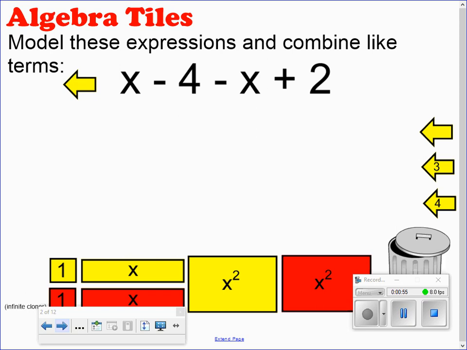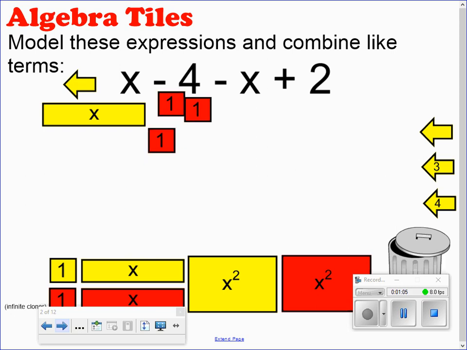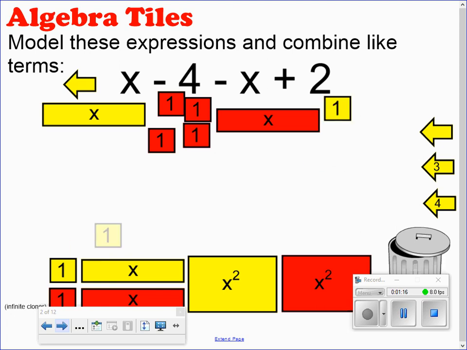So in this expression, I would use one yellow rectangle to represent my positive x. I would use 4 red ones to represent my negative 4. I would use 1 red x to represent my negative x. And I would use 2 yellow ones to represent my positive 2 or my plus 2. So this is how we would represent x minus 4 minus x plus 2.